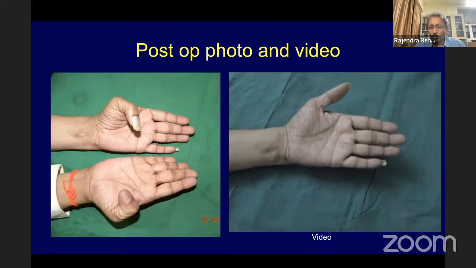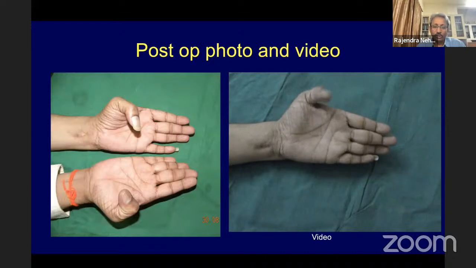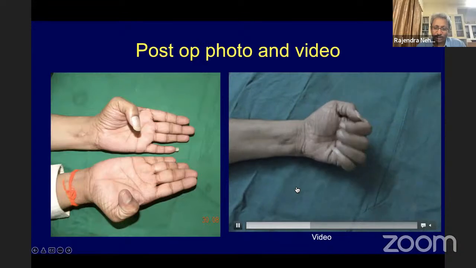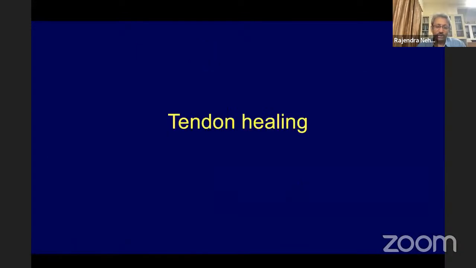Now you will find this is the post-op photo and the video. You will find a little bit of incomplete flexion of the distal phalanx of the thumb, but functionally, it doesn't give a problem.